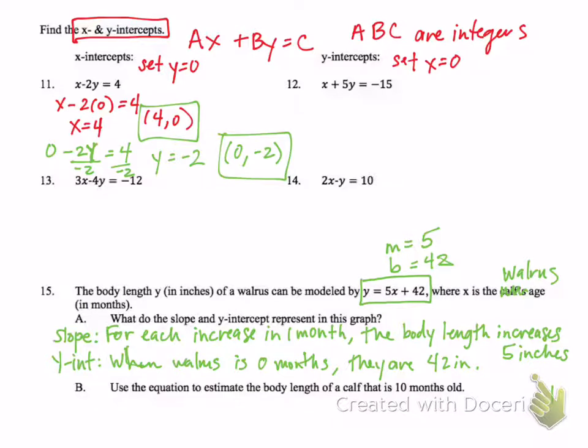Then for part B, it says use the equation to predict or to estimate the body length that is 10 months old. So f of 10 would be 5 times 10 plus 42, which gives me 92 inches. Make sure that you put units in that.